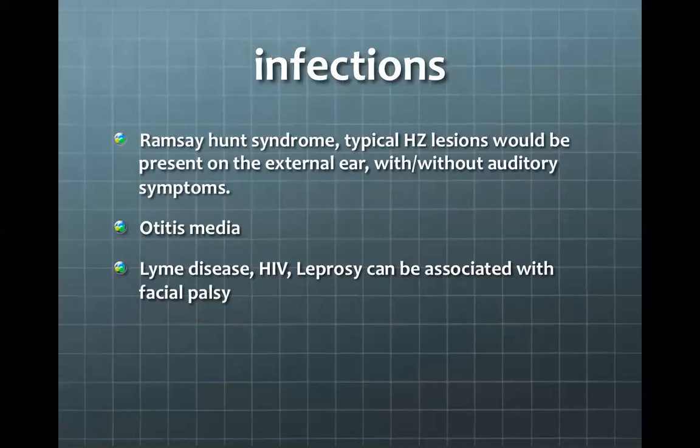Other causes of facial nerve palsy: infections, like in Ramsay-Hunt syndrome, where there's herpes zoster infection. Typically, you will find lesions at the external ear, just around the external auditory meatus, and can be accompanied with auditory symptoms and neuralgia. Otitis media also can cause facial nerve palsy. Other infections, less commonly, like Lyme disease, HIV, and leprosy.